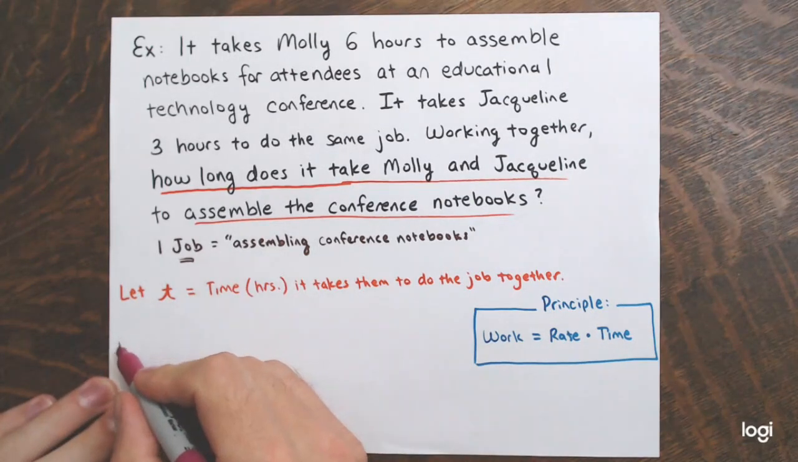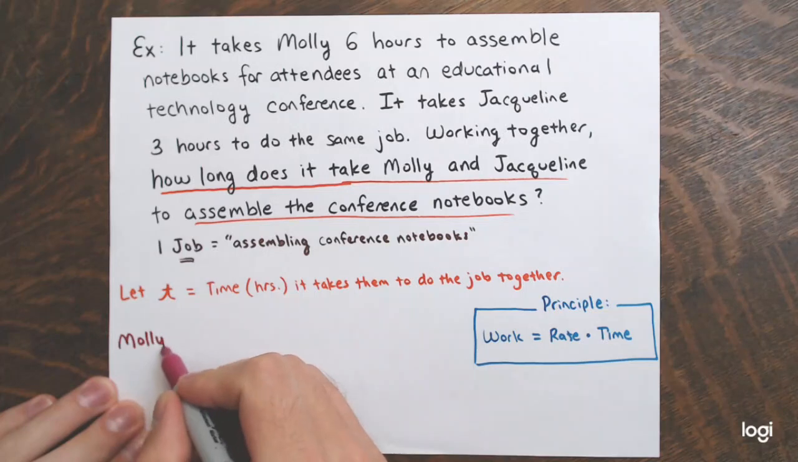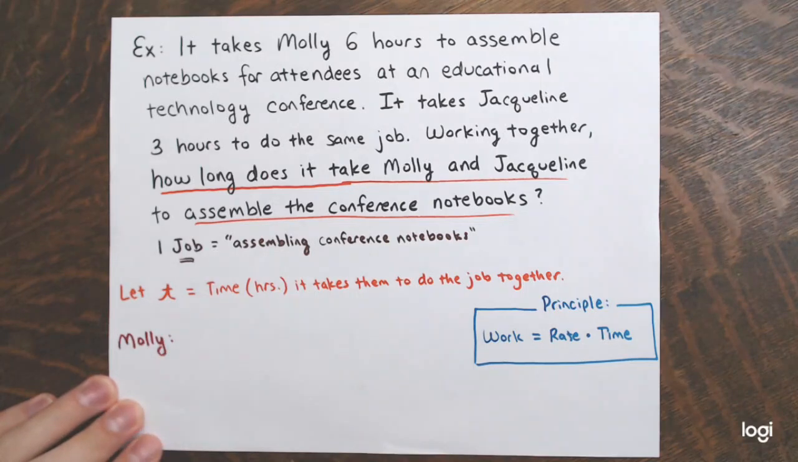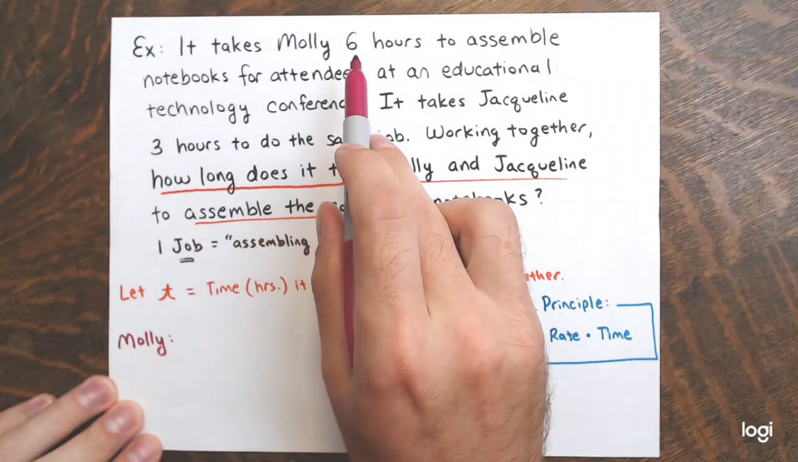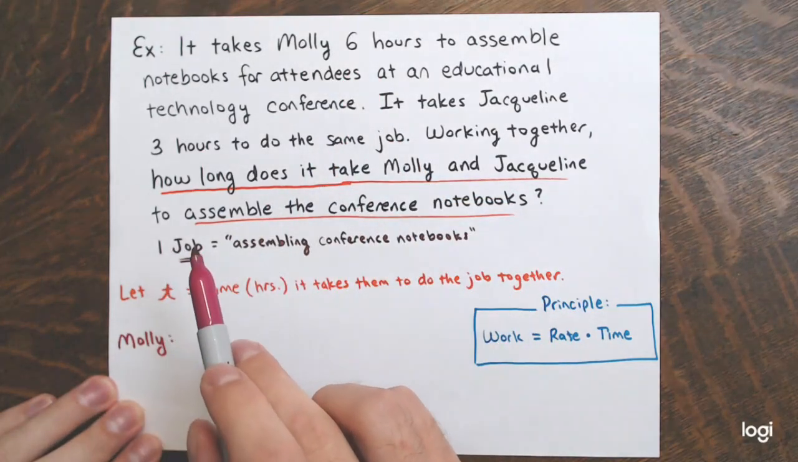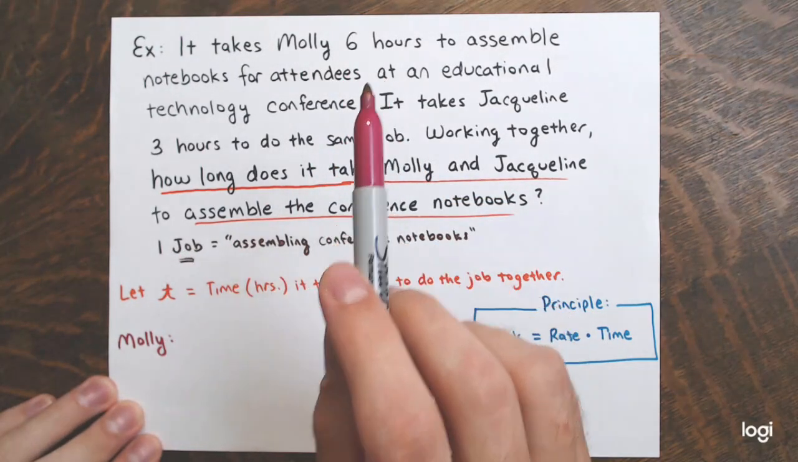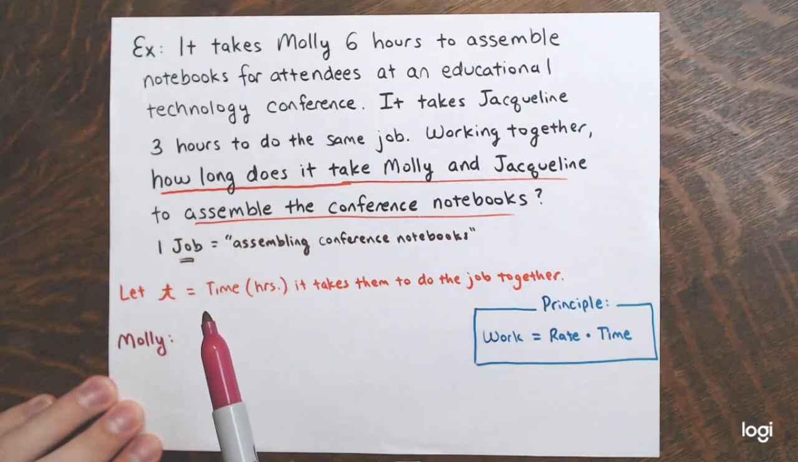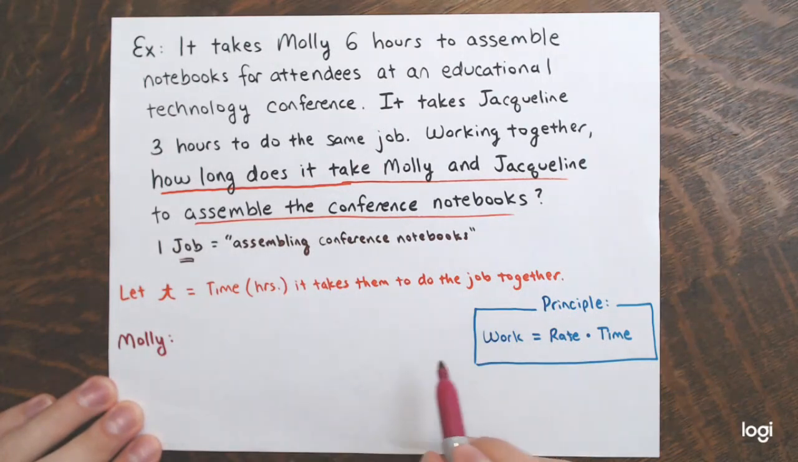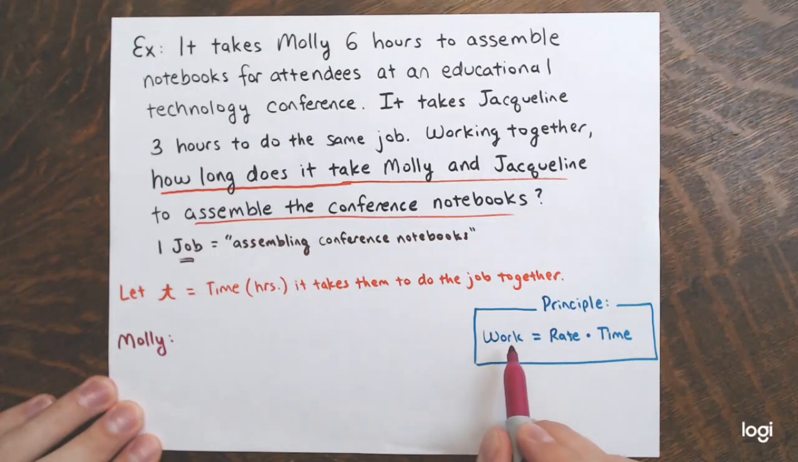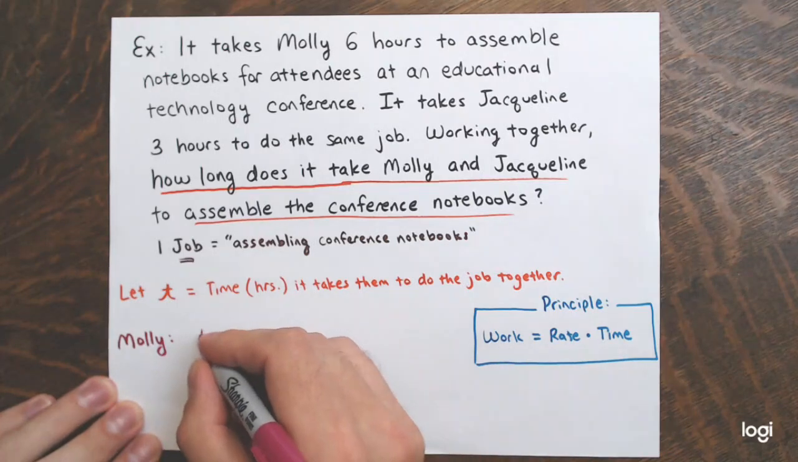So let's talk about Molly first. We know she can do the entire job, assembling the notebooks, in 6 hours. If she works for 6 hours, she gets one whole job done. So applying that here, the work she would do is one whole job.